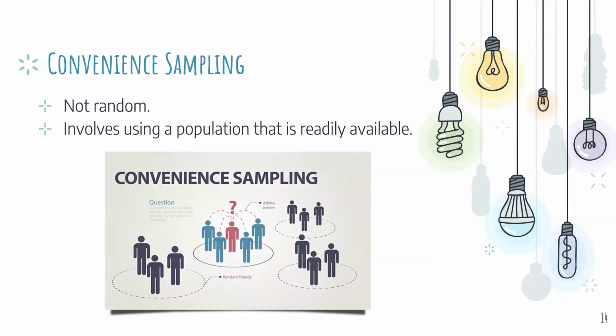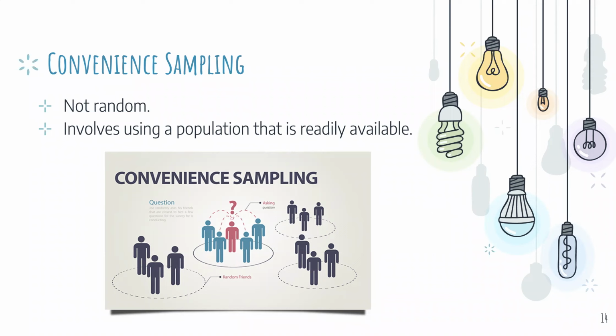All right, so last one, let's talk about convenience sampling. When we talk about convenience sampling, this is the one that is not random, right? When you do convenience sampling, you are involving a population that is really accessible and available to you. So as an example, say you want to research the behavior of people using Facebook, and instead of choosing a random sample, you just ask your friends how they use Facebook on a daily basis. That sample is a very convenient sample.